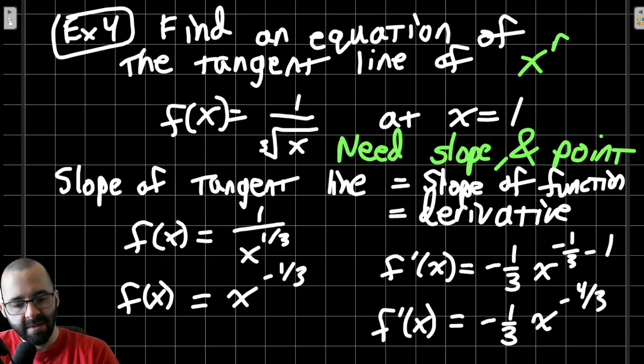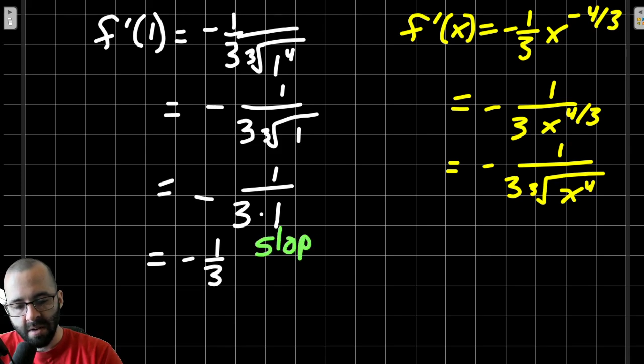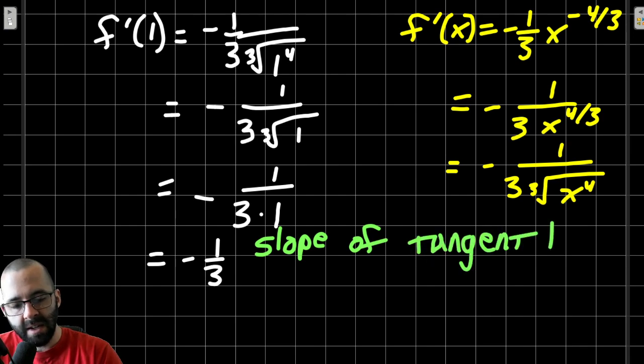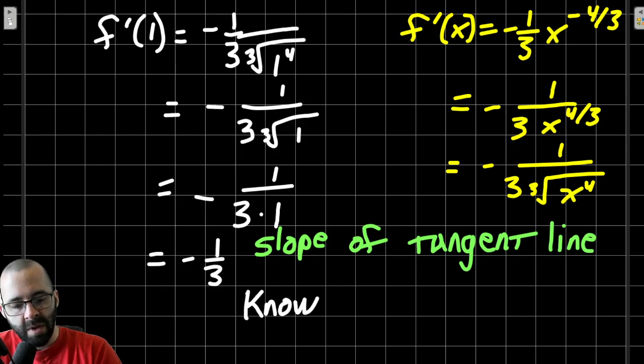So remember what we needed here. We needed the slope and we needed a point. Well, we found the slope, okay? We have the slope for our tangent line. This right here is the slope of the tangent line. Now all we need is a point. Well, we already know the x-coordinate, right? We know x is equal to 1. We just need to find what y is equal to.